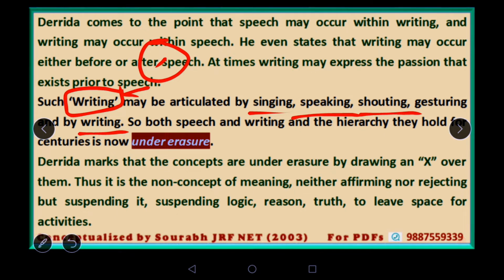So he says both speech and writing and the hierarchy they held for a century is now under erasure or sous rature. That is why this typical dichotomy, this typical binary opposition between writing and speech is not able to cover the whole range of human communication. Derrida marks that the concepts are under erasure by drawing an X over them. It becomes a sort of non-concept of meaning, neither affirming because it is crossing it, nor rejecting because it is still there, suspending it, suspending logic, suspending reason, suspending truth, or leaving space for activities. So this was Under Erasure or Sous Rature for you.